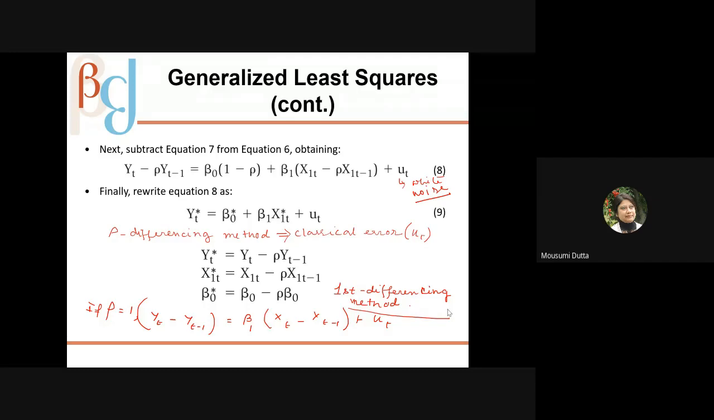Okay. So the rho differencing or the first differencing is giving us the remedial technique in presence of autocorrelation to get back the best linear unbiased estimators of the parameters of the regression model.